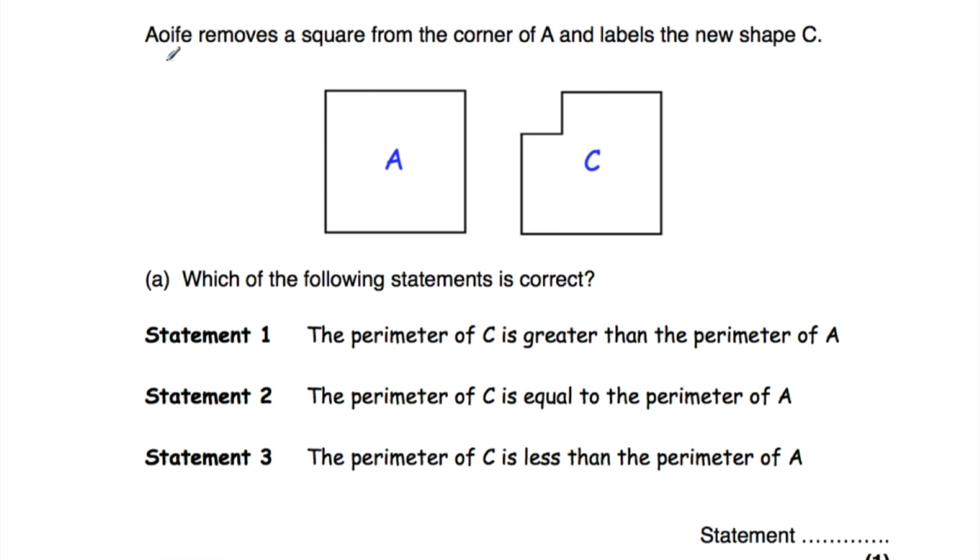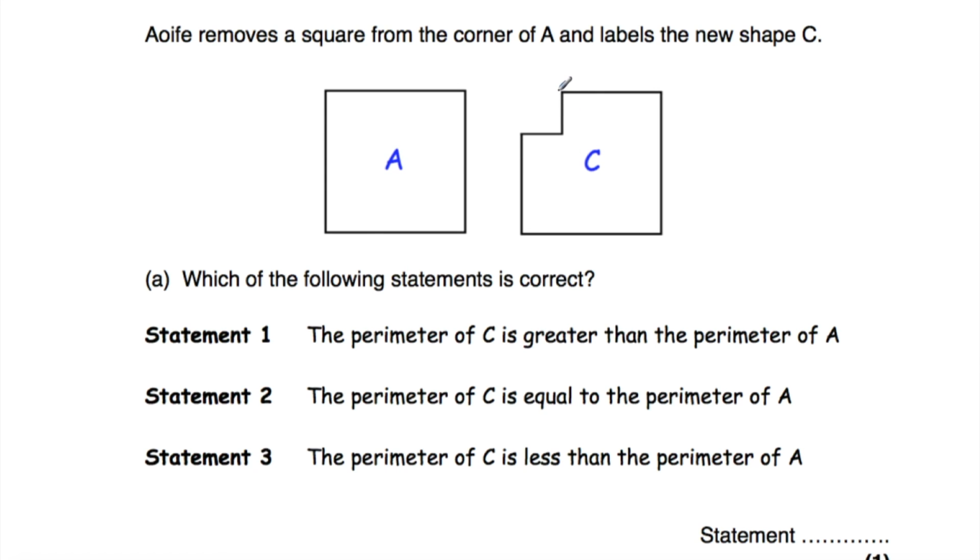Okay, let's have a look at our next part. Aoife removes a square from the corner of A. So she removes the square from the corner of A and labels the new shape C. So we've got this new shape C, and we've been given some statements, and they are: the perimeter of C is greater than the perimeter of A, the perimeter of C is equal to the perimeter of A, and the perimeter of C is less than the perimeter of A.